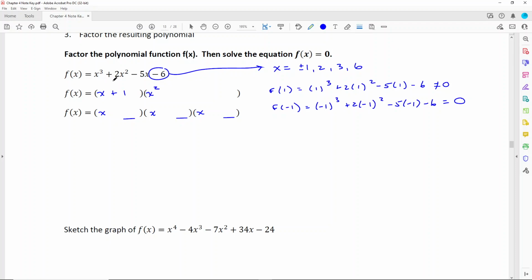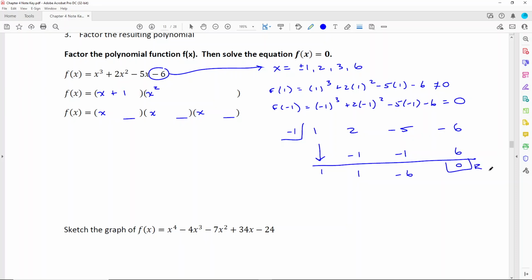You could divide x cubed plus 2x squared minus 5x minus 6 by x plus 1 to figure out the quotient, or you can use synthetic division, which most people will. So we're going to take -1 and divide it into 1, 2, -5, -6. What's the process? Pull down, multiply, add, multiply, add, multiply, add.